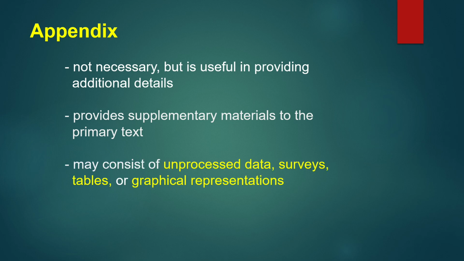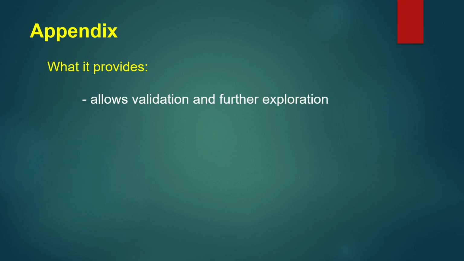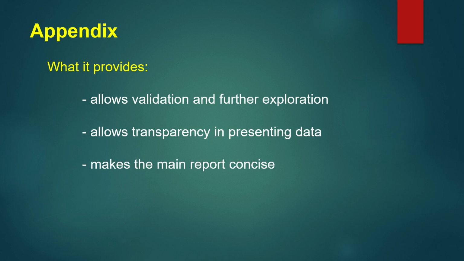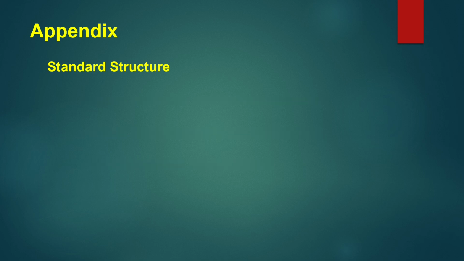They may consist of unprocessed data, surveys, tables, or graphical representations. Through this section, readers are able to validate or further explore the details of your research. It also allows transparency in presenting data. In addition, it makes the main report concise by redirecting lengthy materials into the appendices section. We will now examine the standard structure of the appendixes part in your research report.